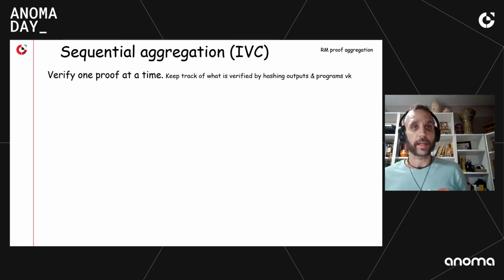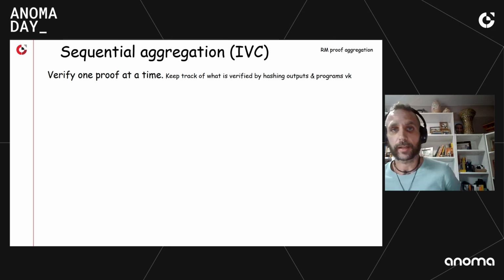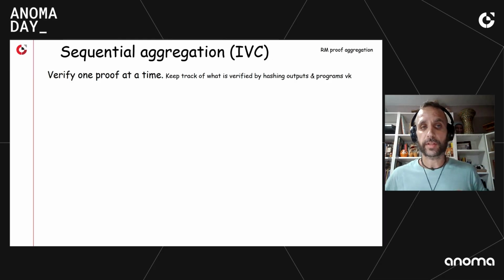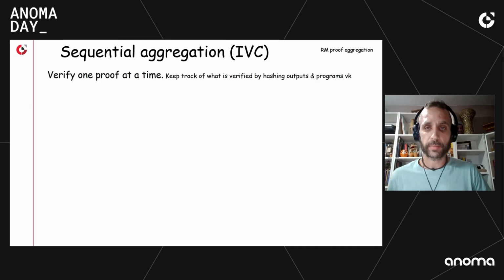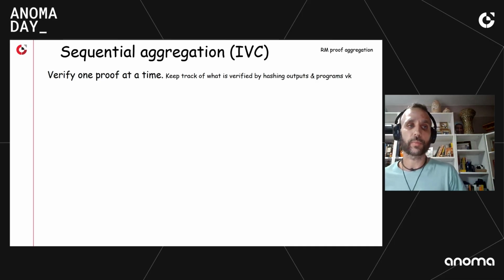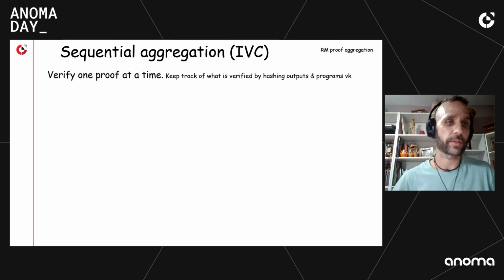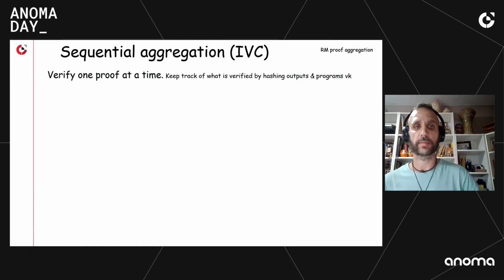The other approach is the sequential approach. So this follows an IVC-based strategy, incrementally verifiable computation. The idea now is to verify one proof at a time, and to keep track of what has been verified in the past. What we do is we hash the outputs and the program descriptions that have been verified. So we hash the compliance outputs, the logic outputs, as well as the verifying keys for these programs.